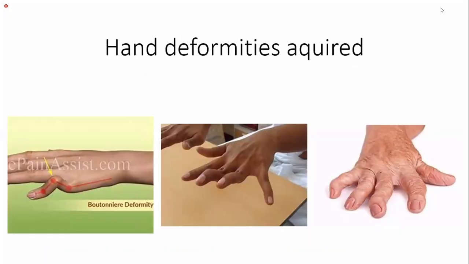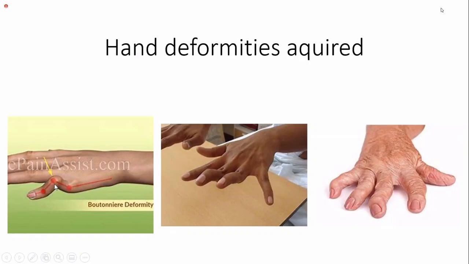Okay. Then hand deformities, right? So you can have different hand deformities that are acquired. That means you are not born with it, but you develop them later on, right? So typically you see these abnormalities in the condition called rheumatoid arthritis, not rheumatic. Rheumatic is rheumatic fever. In rheumatoid arthritis, there's autoimmune destruction of joints. That means the body is developing antibodies against its own tissue, right? So this is what you call a boutonniere deformity.